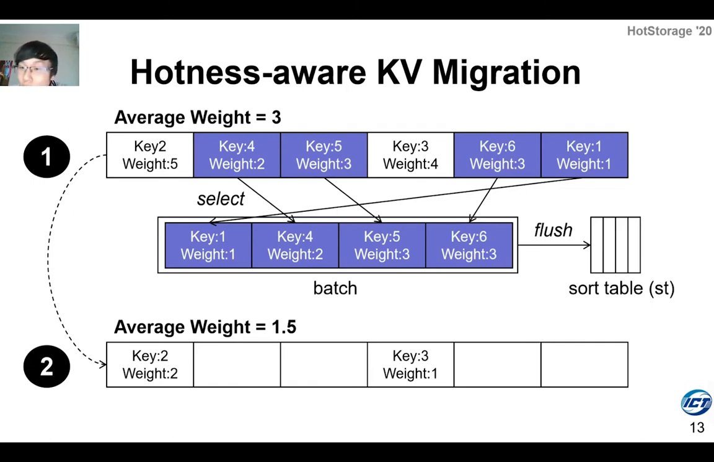This figure shows an example. There exist 6 key value items with different weights in persistent memory, and the average weight is 3. SplitKV selects the key value items with the keys of 1, 4, 5, and 6 as the cold ones, as their weights are less than 3. These 4 key value items are flushed to SSD. The weights of key value items with keys 2 and 3 are updated by being subtracted by 3.